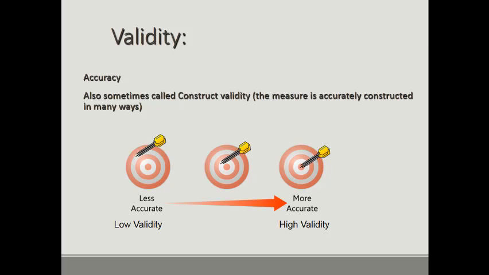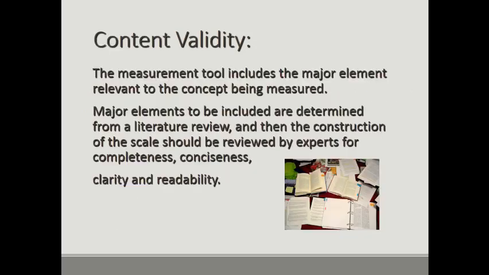You'll see on the left side here that when a tool is not valid, it's less accurate and it completely misses the main concept. The arrow didn't come close to the bullseye. To become more accurate, our tool gets closer to the bullseye as we move to the right. As we move on that continuum, our validity improves. There are different kinds of validity.